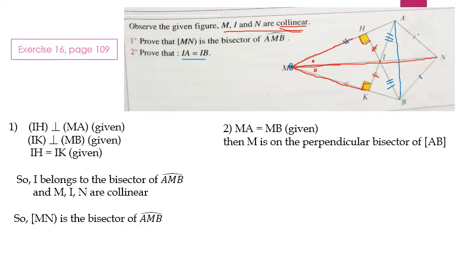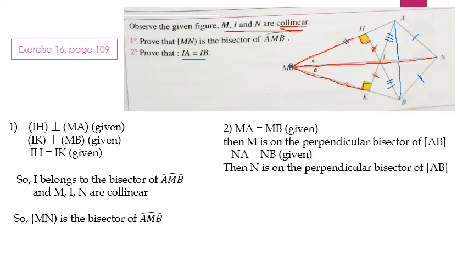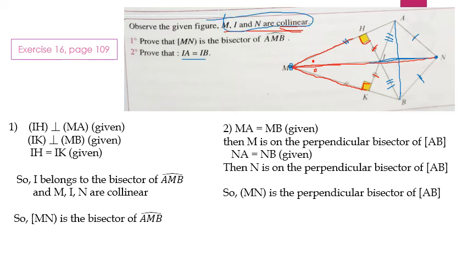Similarly, they told me that NA equals to NB. Then also N belongs to the perpendicular bisector of AB. Then MN is the perpendicular bisector of AB. Okay, here we proved that this line MN is the perpendicular bisector, and we know that M, I, and N are collinear from the given. What do you mean by collinear? It means that they belong to the same line.